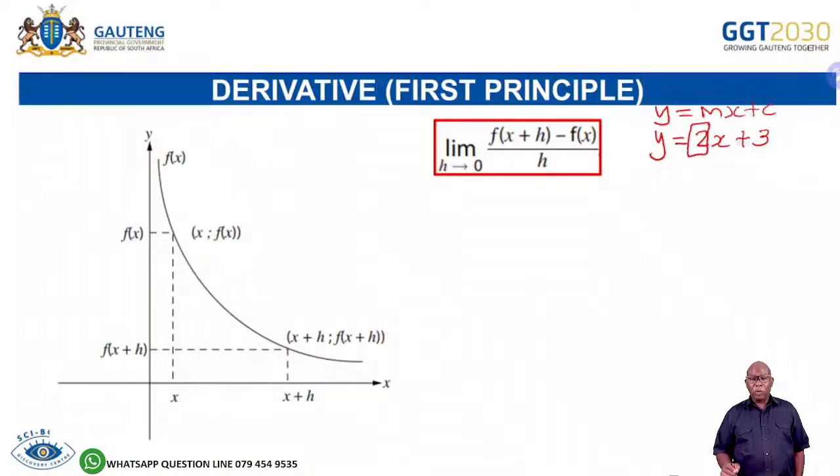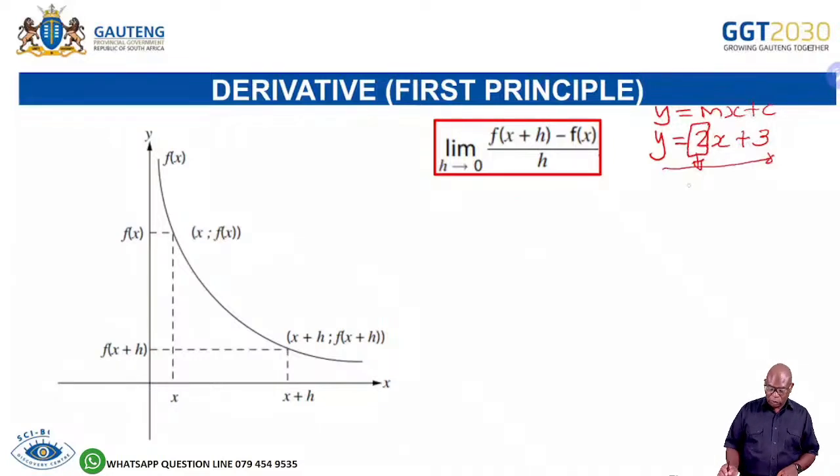So when we do the rules, I'm going to come back here and show you how we get this number here using derivatives. So in this case we know, because it's written there, the gradient is 2. Now when we talk first principles, this is what we're talking about.